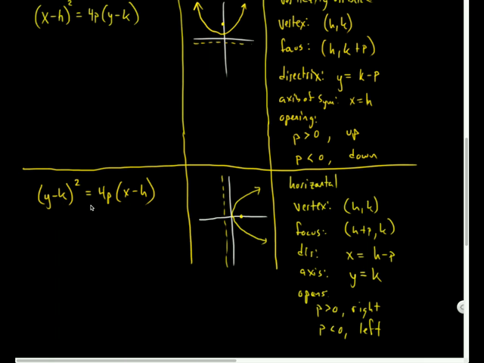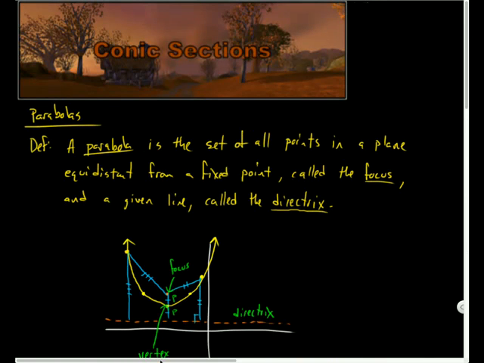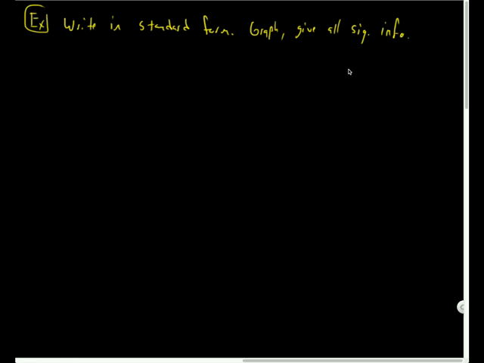So let's actually consider then a problem and try to put it into this form, okay? So here's an example. Write in standard form, and then we'll even graph it. Graph and give all significant info. And by significant info, I'm referring to the vertex, the focus, the directrix, the axis of symmetry, all of that stuff. So here's our equation.